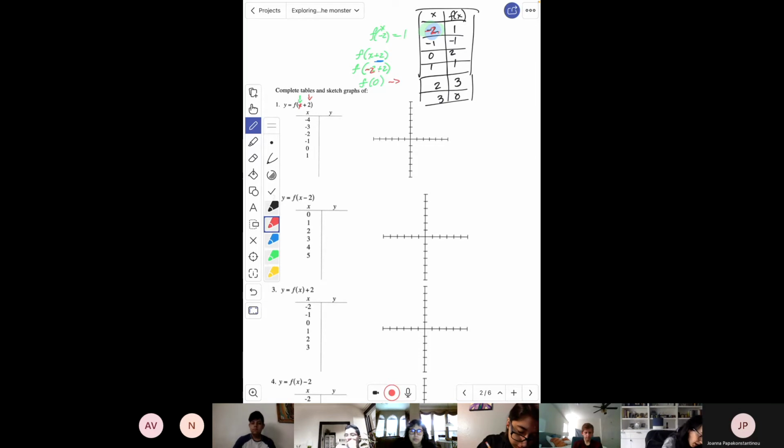Okay, let's try this again, a different way. Let's look at this a different way. Okay, we know that these are our values for our parent, right? We took that from the graph on the previous page. We know that's the parent function. We know those points exist on the parent function.